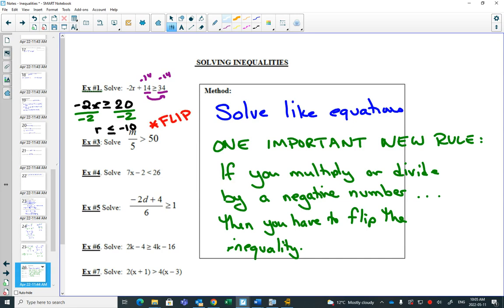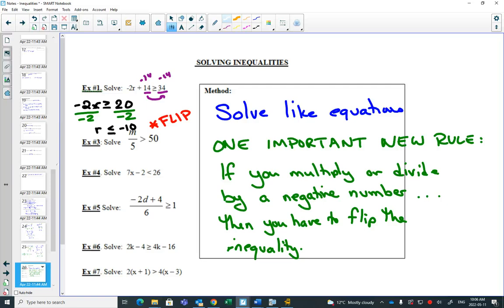So I'm going to put a red star at that spot because our new rule came into place. We had to flip. R is less than or equal to negative 10. So you solve it like an equal sign. You keep your inequality sign the same unless you multiply or divide by negative. So you don't really figure out the actual answer of it. It's a bunch of answers, right?